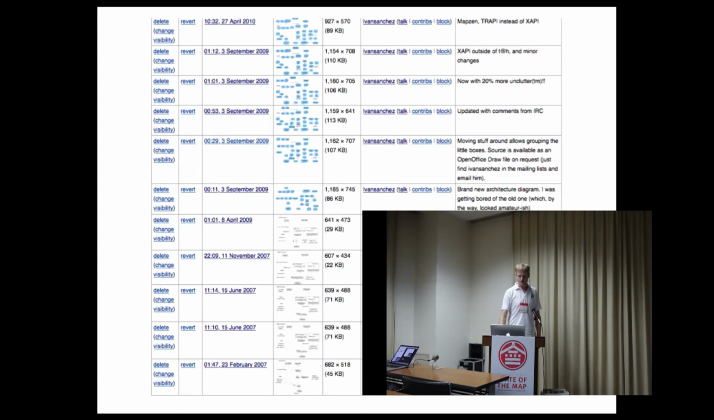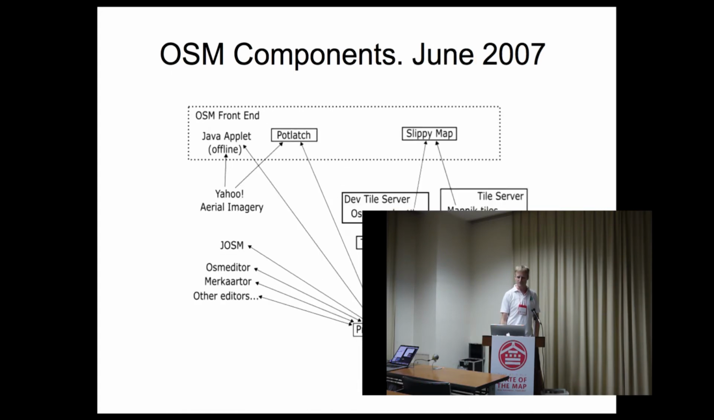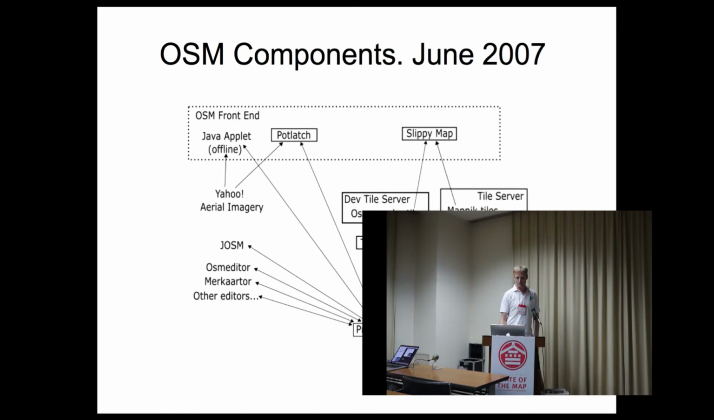But I think it's quite an interesting diagram because it's sat there on the wiki and it's gone through several iterations. And the early iterations are quite interesting for me because they show how my understanding of the technologies has developed. So I started off getting it a bit wrong. We've added Potlatch there. This is very early history. Added the Yahoo aerial imagery.